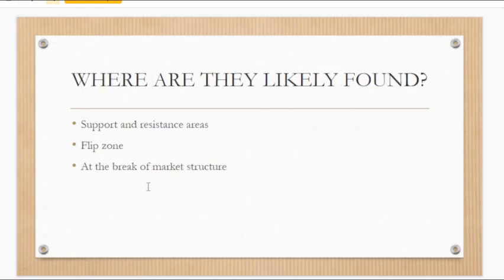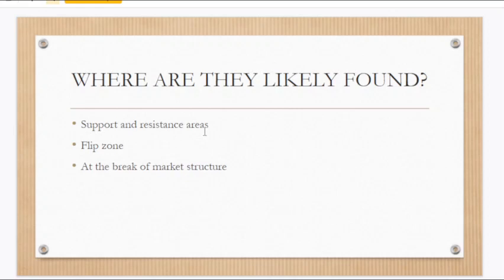So where are they likely found? Where can we find these institutional funded candlesticks? Where exactly can we find them in the financial market? Because if we know exactly where we can find these institutional funded candlesticks, trust me, we are home and dry. Mainly they are found on support and resistance areas.